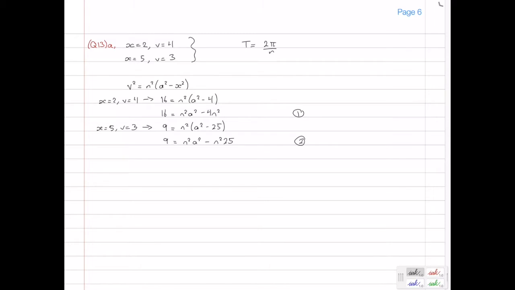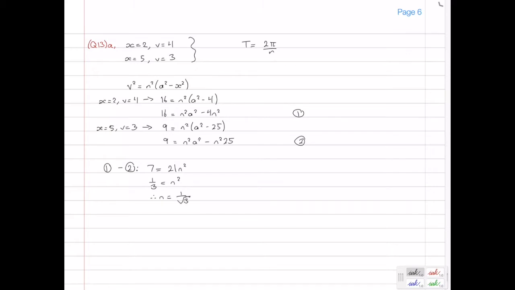So we should just subtract these two equations to eliminate the a variable, to get rid of n squared a squared. If I do equation 1 minus equation 2, I have 16 minus 9, which is 7, equal to negative 4n squared minus negative 25n squared. So that's going to be minus 4 plus 25, which is going to be 21n squared. If I divide by 21, I get 7 divided by 21 is a third, so a third n squared, and therefore n is equal to 1 divided by root 3.